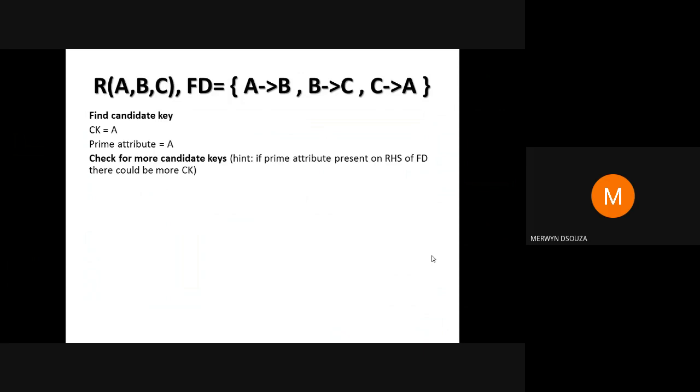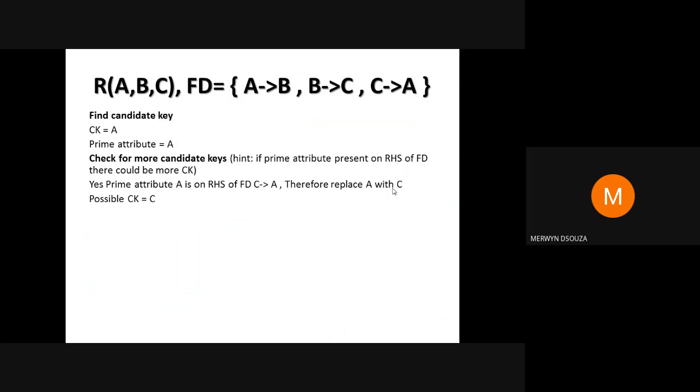There can be more candidate keys if the prime attribute is present on the right hand side of the functional dependencies. As you can see, the prime attribute is A. So check on the right hand side. It's not present here, not present here, but it is present here. That means we could have additional candidate keys. Therefore we replace A with C and check whether C is a candidate key.